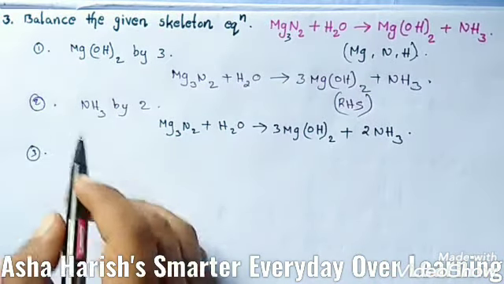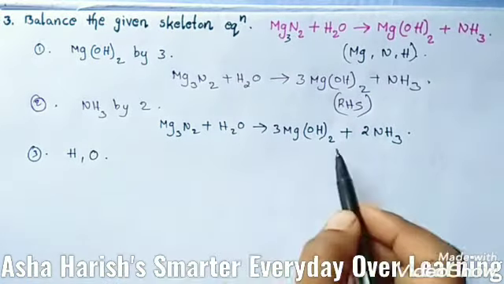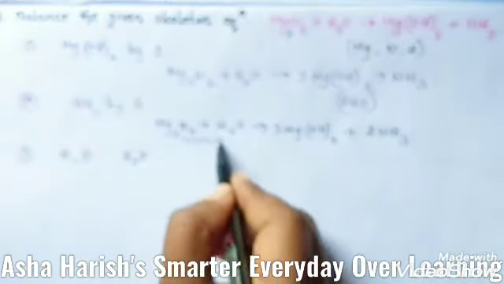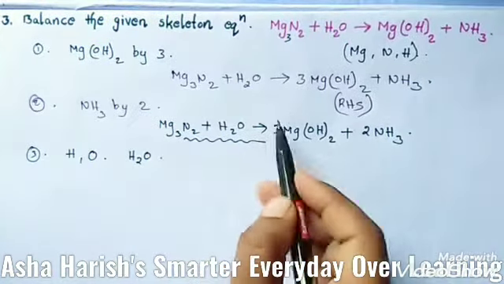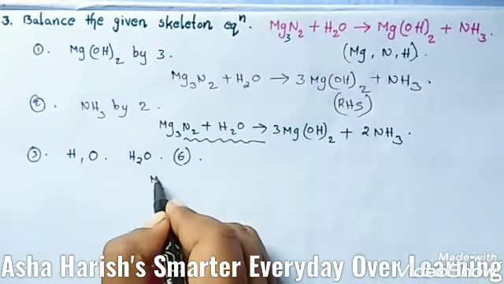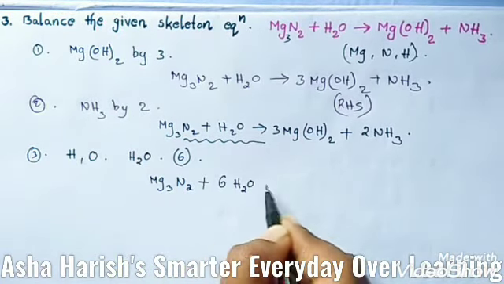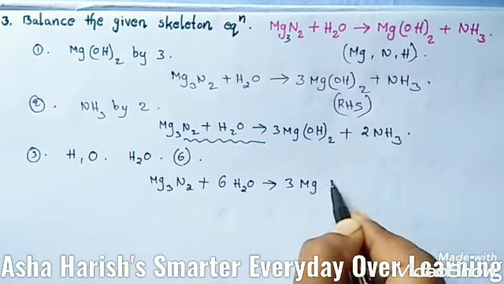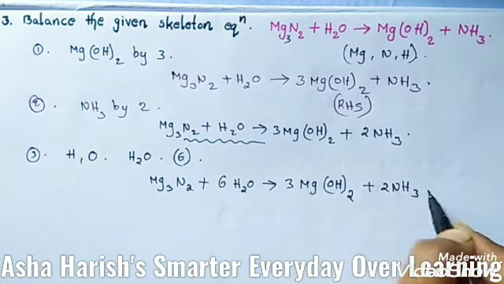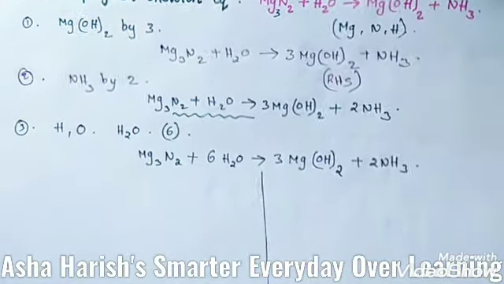Now in step number 3, to equalize the number of hydrogen and oxygen atoms on both sides in the above equation, multiply H2O occurring on LHS of the equation by 6. Now you should get Mg3N2 plus 6H2O gives rise to 3 Mg(OH)2 plus 2 NH3. Okay, now this is the required balanced chemical equation. Now let's check it once.